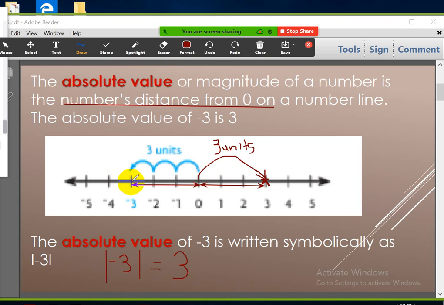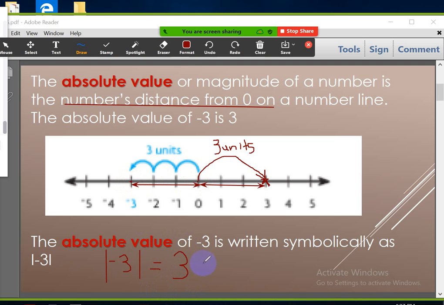This is negative 3 on the number line. I want the distance between this point and 0. What is the distance between this point and 0? I have to count the units, those small parts. 1, 2, 3. That means the distance between this number and 0 is 3.